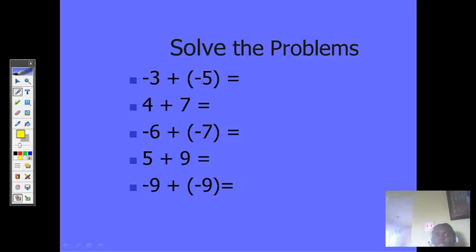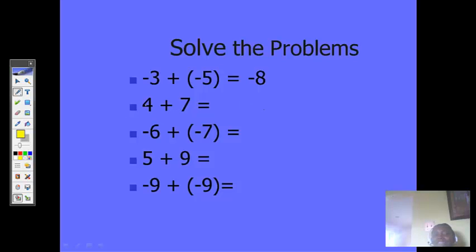Example. Here we have negative 3 plus negative 5. We add both numbers since they are the same sign. And then we keep the sign, the negative sign.